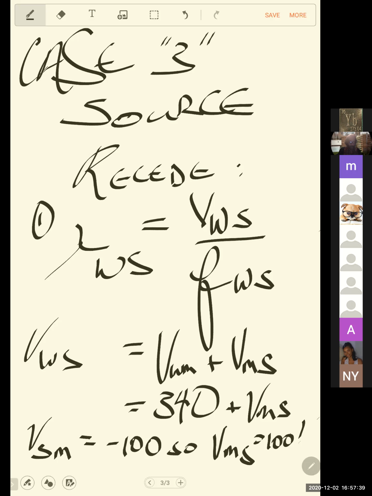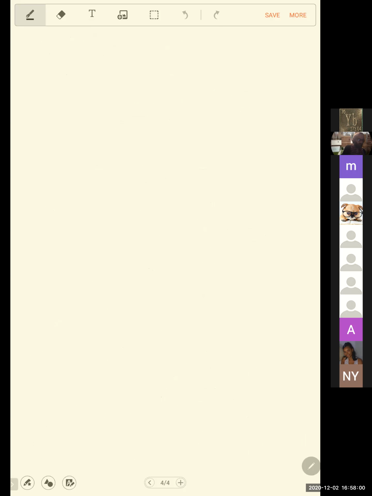So VMS here is 100 because the source is moving relative to the medium. So in case three or case four, in order to solve for the wavelength, you've got to realize this piece that I'm saying here. Don't just plug in zero.